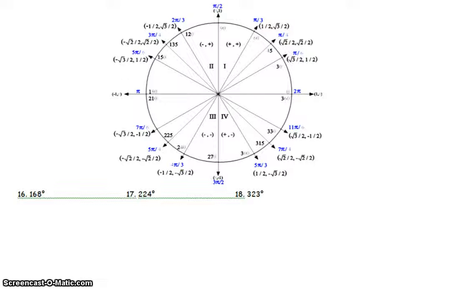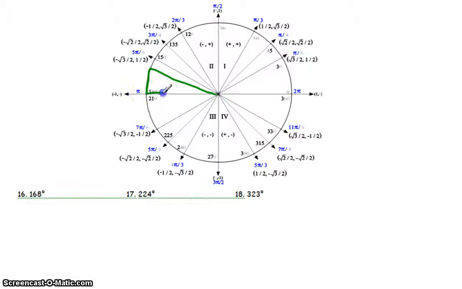Okay, now we are going to state the reference angle for the following. So first I need to find it. 168 degrees is probably about here. So what I'm going to do is I need to find my reference angle. So that means I need to find the distance from my 168 to my 180.